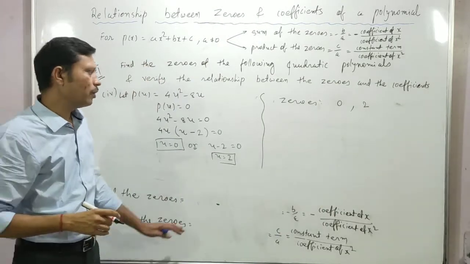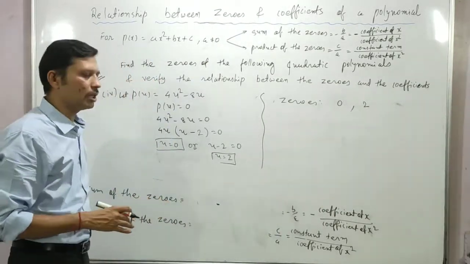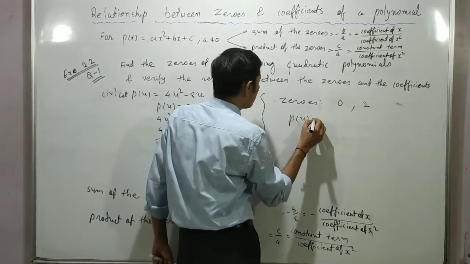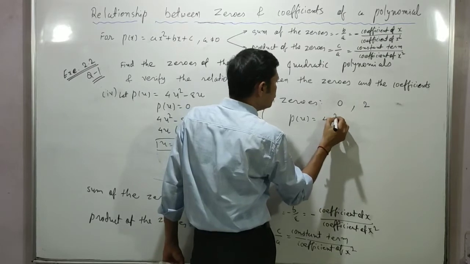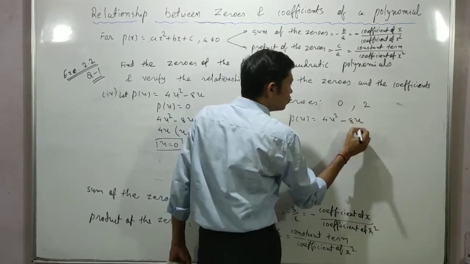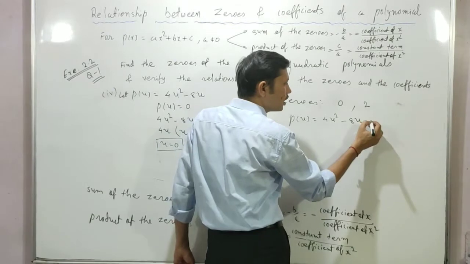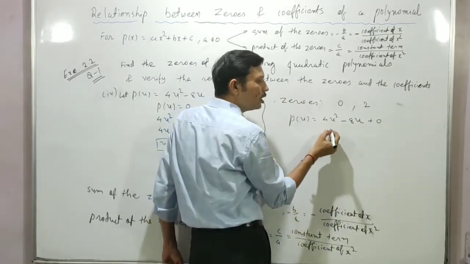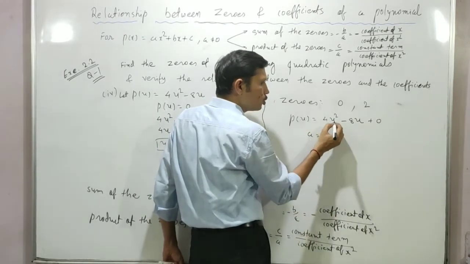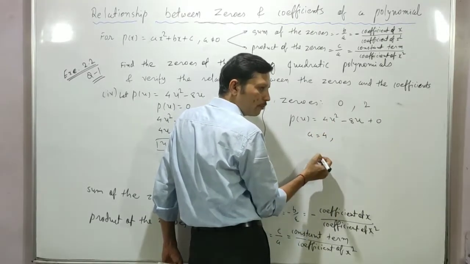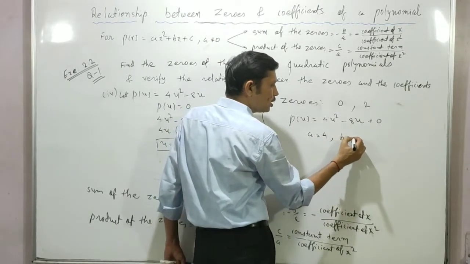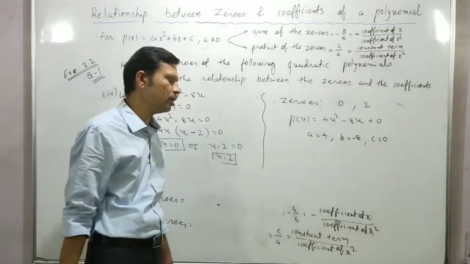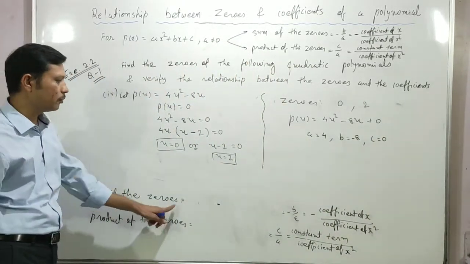Okay. Now we will verify the relationship between the zeros and the coefficients, right? So our polynomial p of u is equal to what? 4u square minus 8u. Here there is no constant term, so we will consider it as 0. When I compare with the standard quadratic polynomial, the u square coefficient a is 4, the u coefficient b is minus 8, and the constant term c is 0.